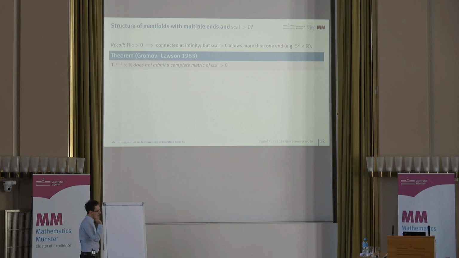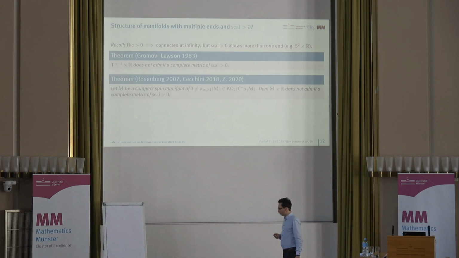Gromov and Lawson, back then, when they showed that the torus does not support positive scalar curvature, already showed results in that direction. Namely, they showed that the torus cross the real line does not support a complete metric of positive scalar curvature. So even if you allow the scalar curvature to decay to zero at infinity, as long as it remains positive, in fact, as long as it is non-negative and positive somewhere, this is not possible on the torus cross the real line. And we also know this holds whenever M is a spin manifold, where index theory tells us that it does not support positive scalar curvature.